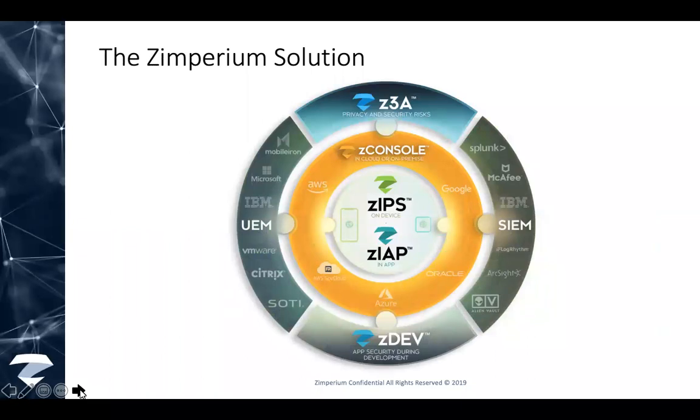We're the only ones that are FedRAMP ATO. If you see the little AWS GovCloud down there, we integrate with the largest set of UEMs. We're the only ones who can handle multiple UEMs in a single console.